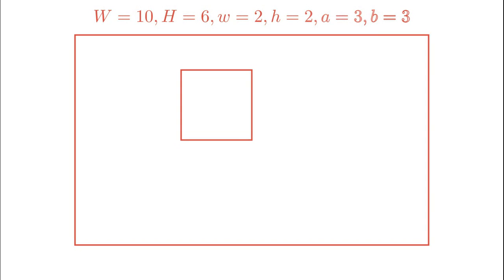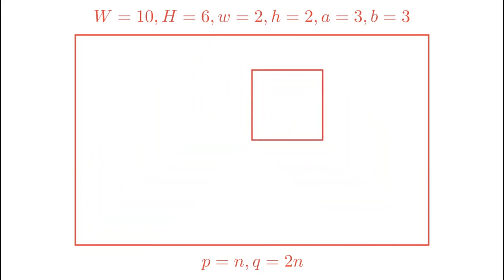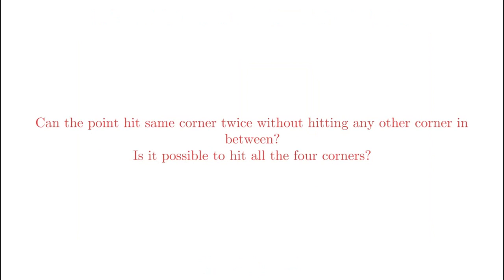Now let's see an example of this case. Here I have taken capital W to be 10, capital H to be 6, small w to be 2, small h to be 2, A to be 3 and B to be 3. If we solve this equation, we will see that for any natural number N, P equals N and Q equals 2N satisfies this equation. So the logo will bounce around between the points A and P. There you go. Your childhood successfully ruined by maths.